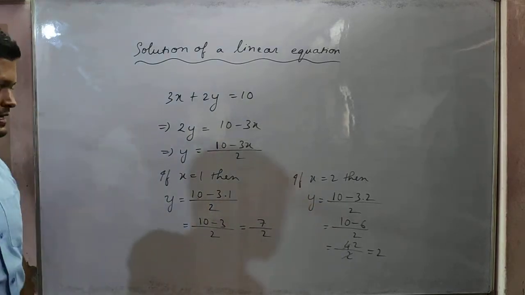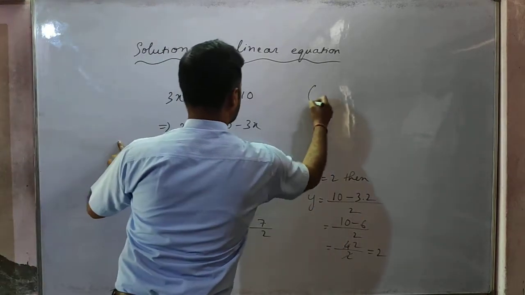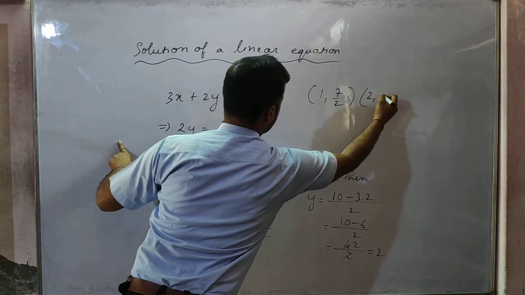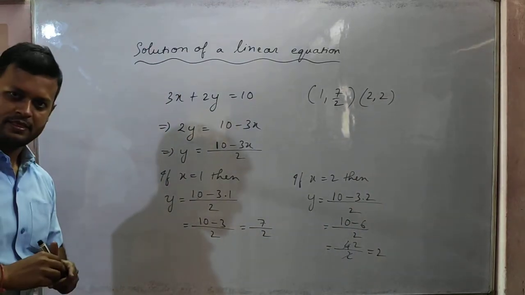2. Like that, okay? That means if x is equal to 1, one solution is 1 comma 7 by 2. The other solution is 2 comma 2. Like this you can keep on finding infinite solutions. Okay? Okay, students?